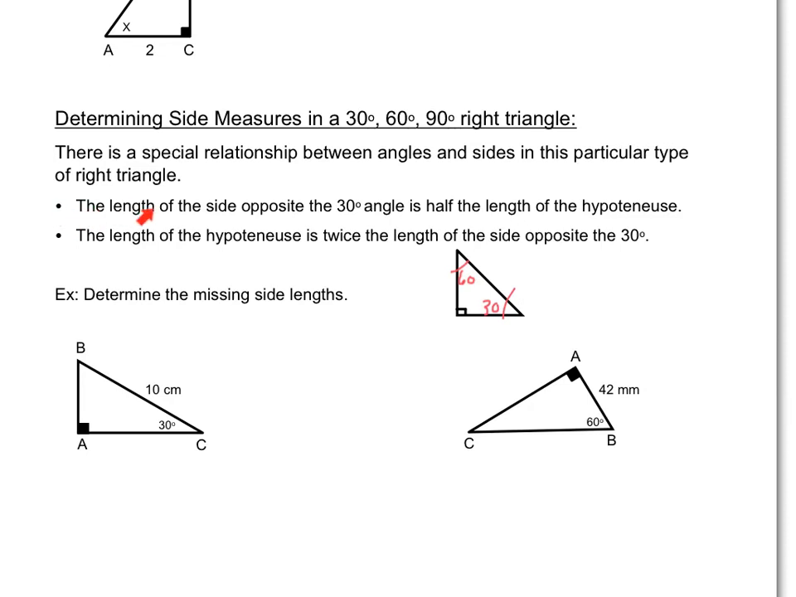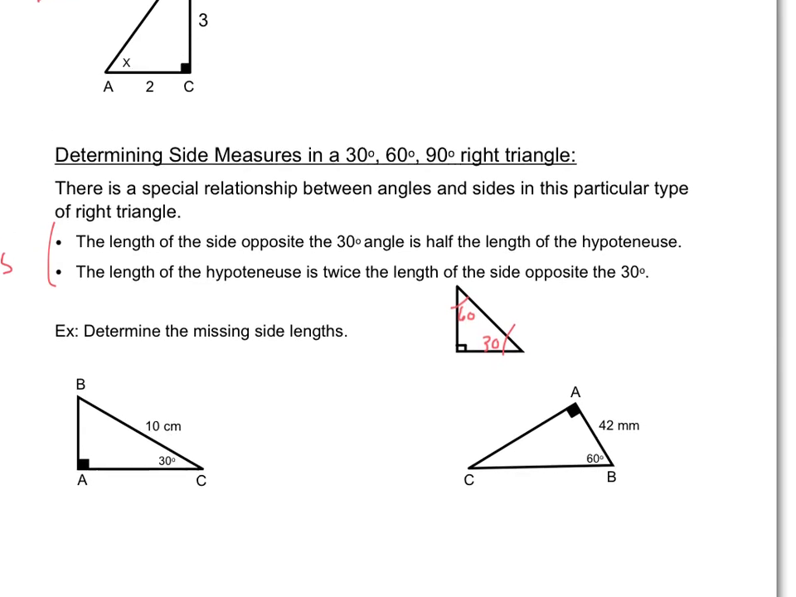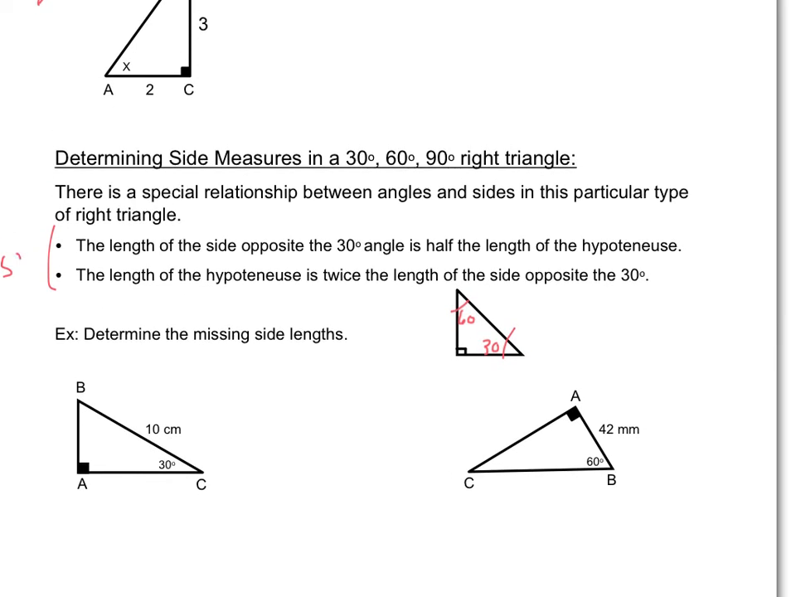This other sentence here describes the same thing. These two things are saying the same thing. So the first sentence says that the length of the side opposite the 30-degree angle is half the length of the hypotenuse. And then this one says the same thing, but in the opposite way. The length of the hypotenuse is twice the length of the side opposite the 30 degrees. Now, if that's confusing to you, just cross out that first one. And let's just work with the second sentence.